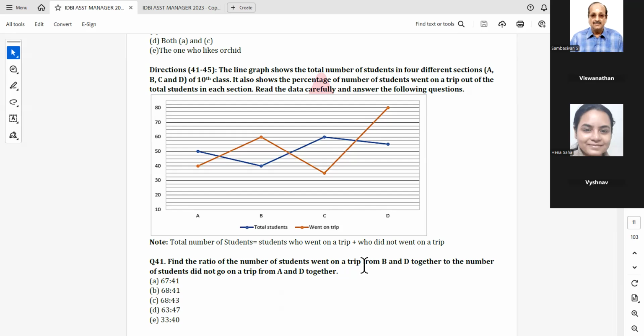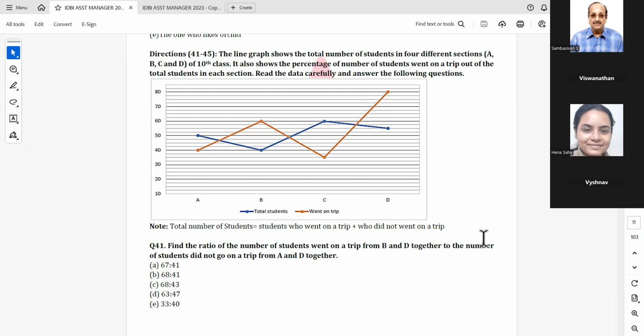Now I can clarify your doubt, Viswanathan. The total number of students is given under the blue line, but under the brown line, what is given is the percentage of students and not the number. That is how I worked out. The answer is 68 is to 41. I think Vaishnav can understand. Viswanathan, are you following? Yes, sir. I also understood, sir. 68 is to 41.